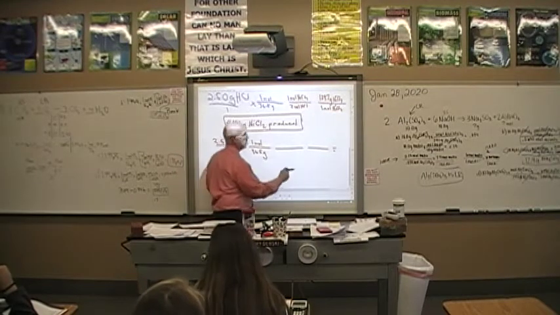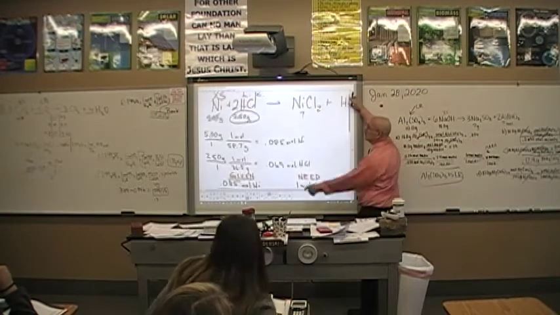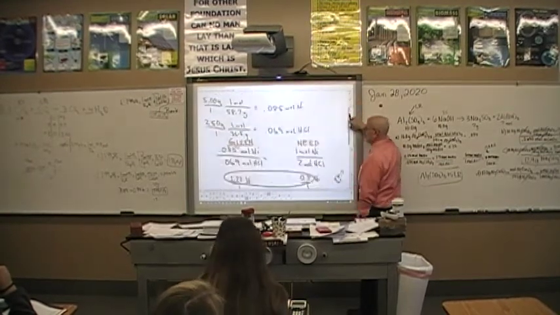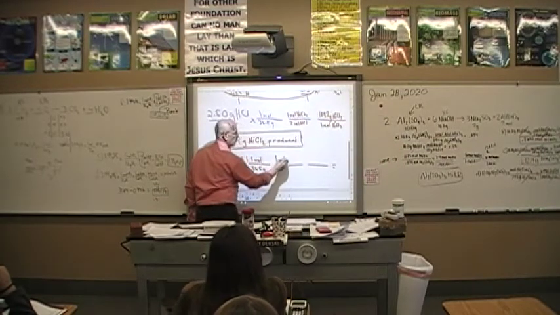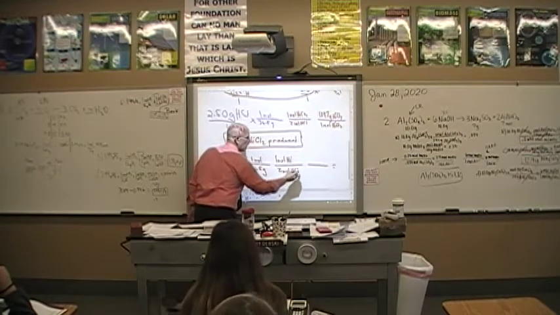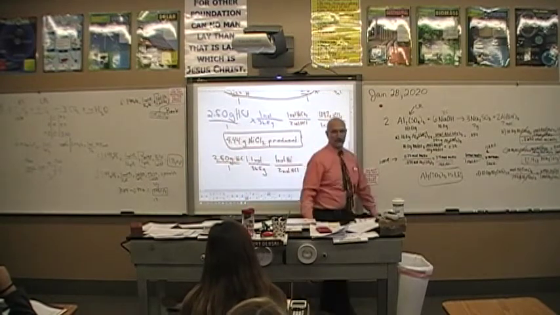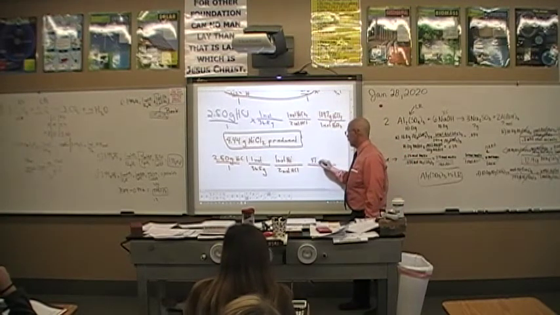The ratio of nickel to HCl was 1 to 2 still, so it's going to be the same ratio over here: 1 mole of nickel, 2 moles of HCl. But now we're calculating nickel, so it's just the 5.00 grams of nickel.